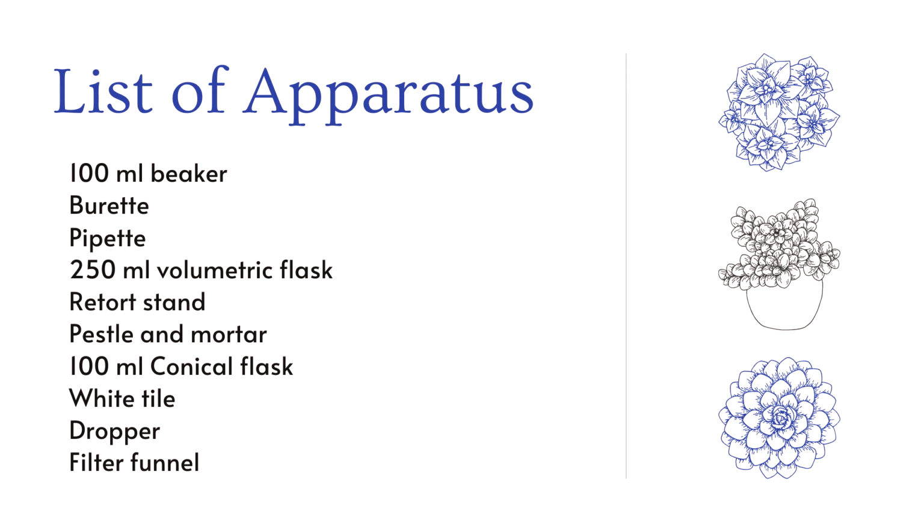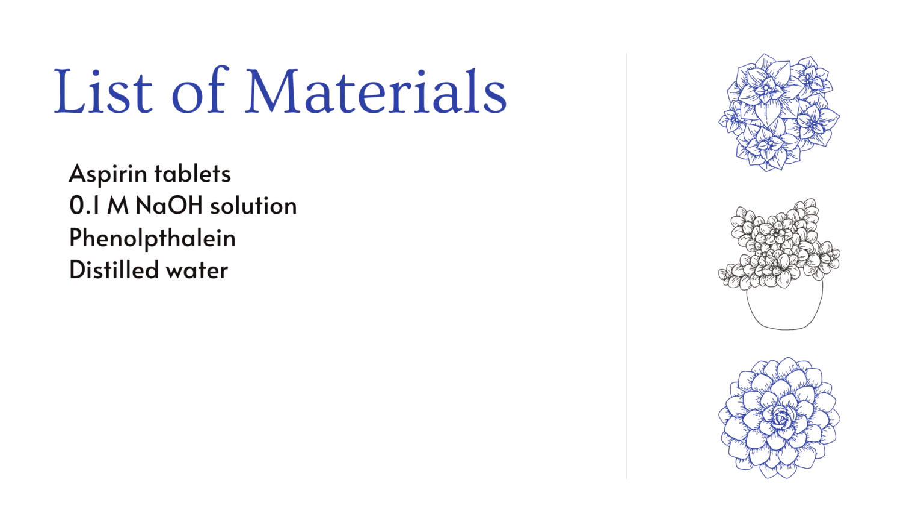This is the list of apparatus that we use in our experiment: 100 ml beaker, burette, pipette, 250 ml volumetric flask, retort stand, pestle and mortar, 100 ml conical flask, white towel, dropper, and filter funnel. And for the materials that we use: aspirin tablets, 0.1 molar NaOH solution, phenolphthalein, and distilled water. With all of these apparatus and materials, we conducted our experiment, which will be guided by Aisyah Mashure.